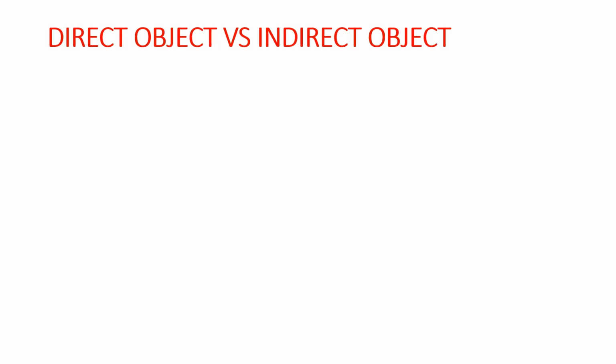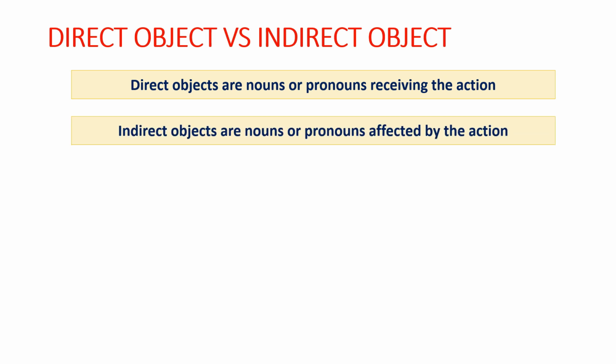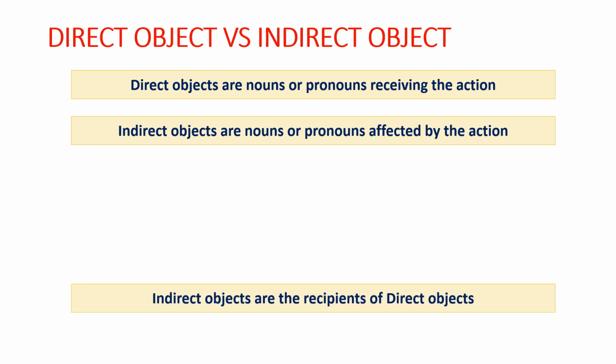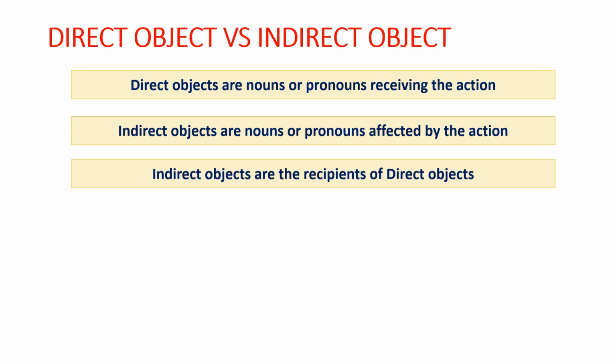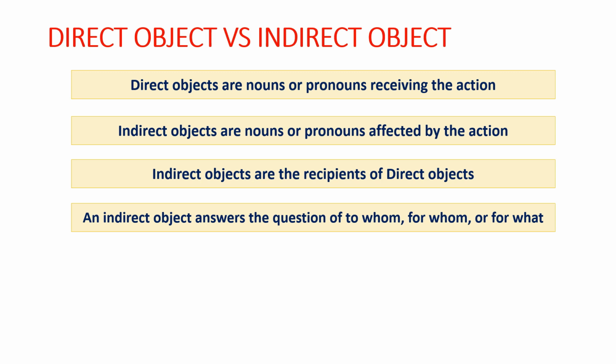Let's see what is direct object and indirect object. Well, direct objects are the nouns or pronouns that are receiving an action, while the indirect objects are the nouns or pronouns that are affected by the action. Indirect objects are the recipients of the direct object. And the indirect object is always going to answer the question for whom, to whom, or for what, and from whom.